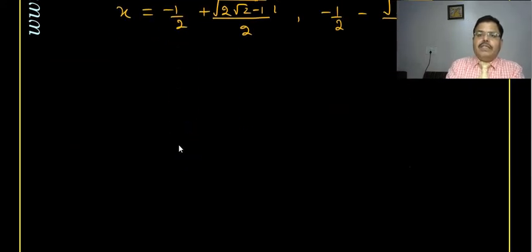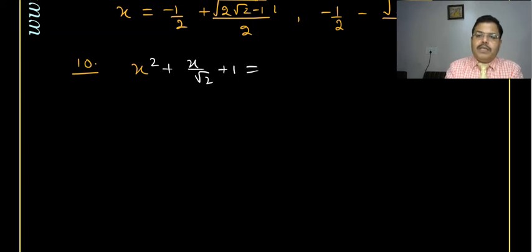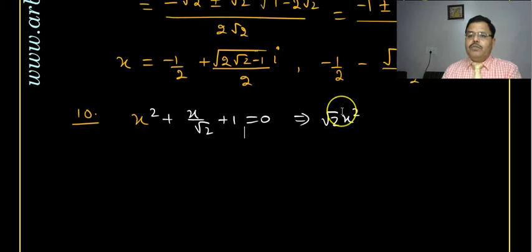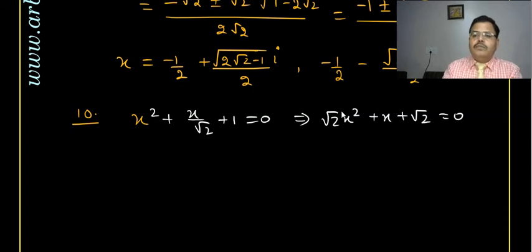And one more question is there, and that is question number 10. That is x square plus x by root 2 plus 1 is equal to 0. So this further can be written as root 2 x square plus x plus root 2, isn't it? Root 2 x square plus x plus root 2 is equal to 0.